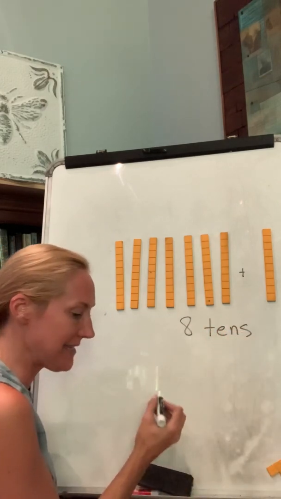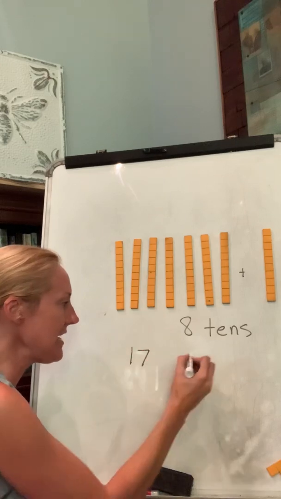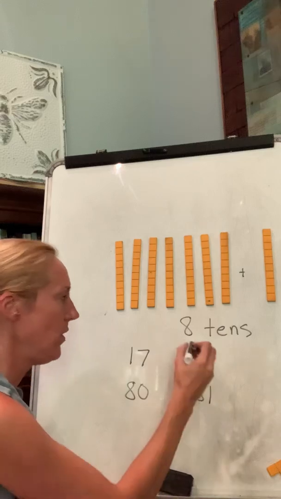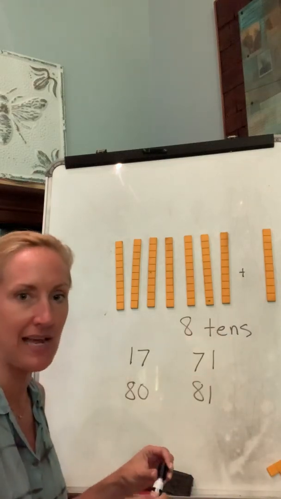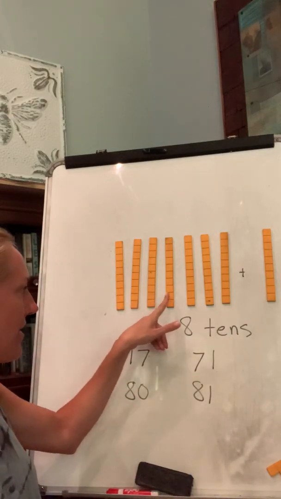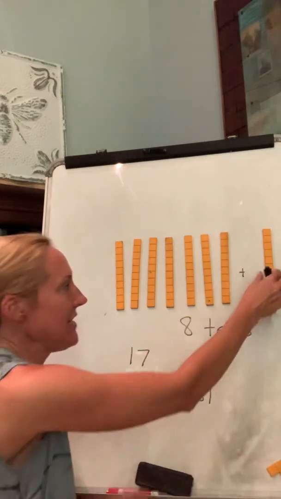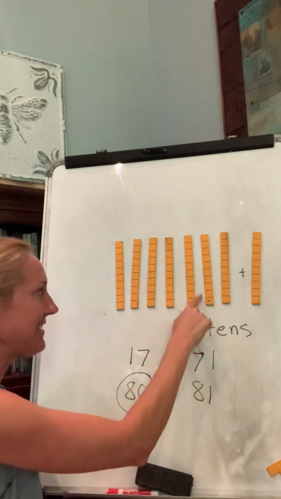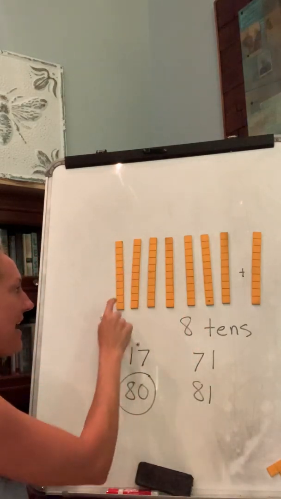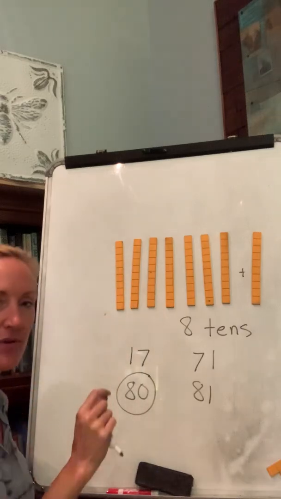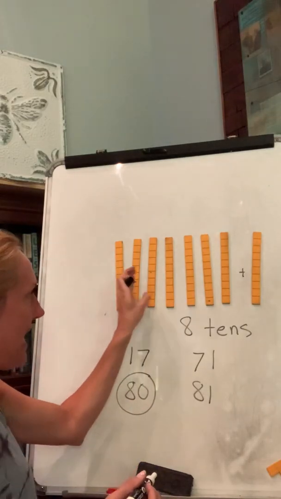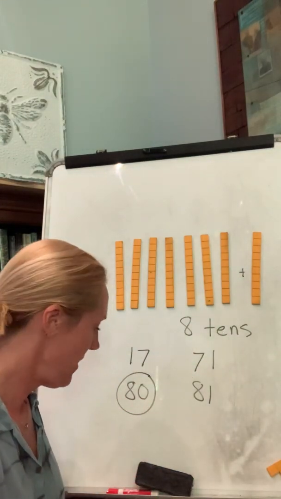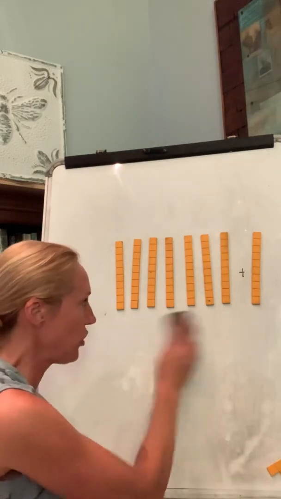And they gave you some choices. They said, is that 17? Is that 71? Is that 80? Or is it 81? Well, if you have 8 10s, let's count them by 10. 10, 20, 30, 40, 50, 60, 70, 80. So we would circle the 80. This equals 80 squares altogether. If we counted every single square, we have them in groups of 10 to make it easier for us to count them up. 80. Great job.